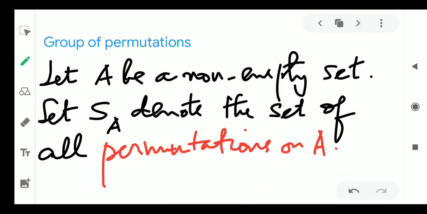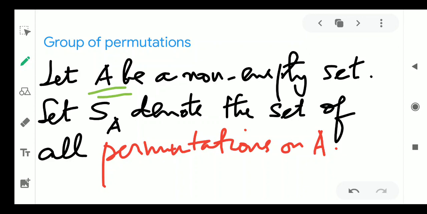Now we'll come to an important concept called the group of permutations. We are now familiar with the notion of permutation. So you take so many permutations, and can we collect all those permutations on a particular set A and make that collection of permutations a group? That's a question. Let A be a non-empty set. It can be any non-empty set, maybe a set of numbers, a set of individuals, a set of books, whatever it is. An abstract non-empty set.